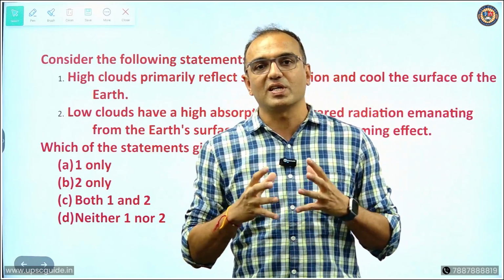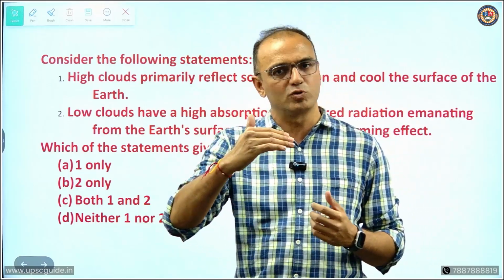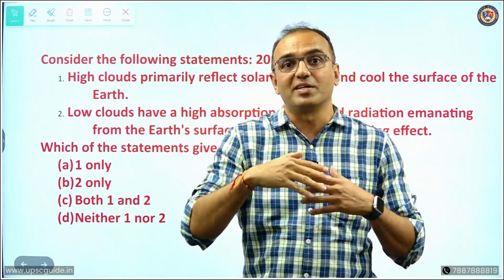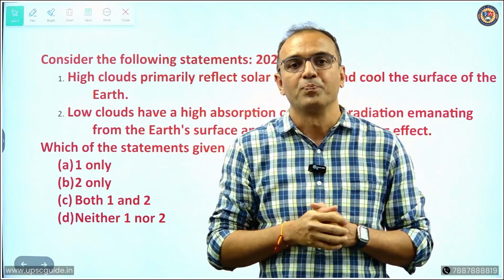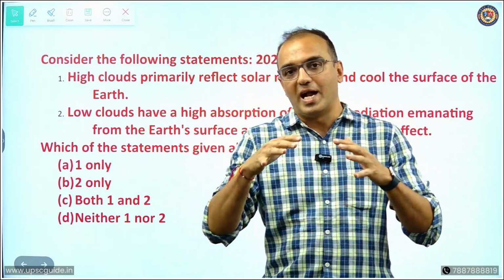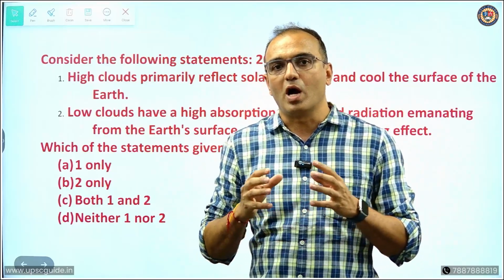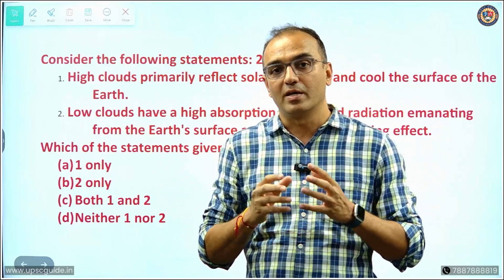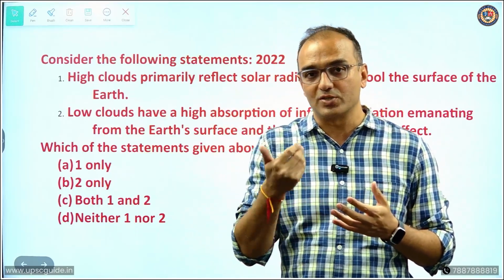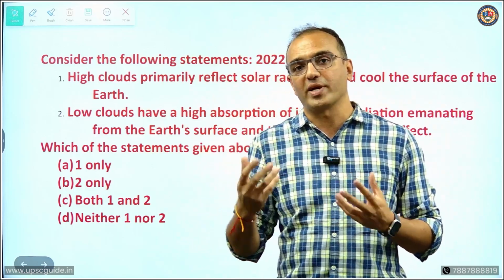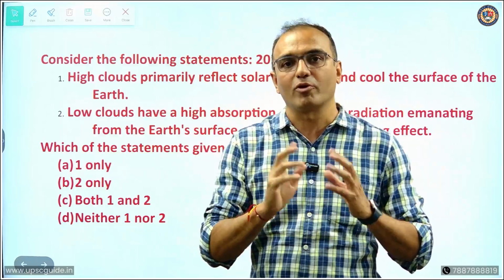Now, what are high clouds? These are clouds like, for example, cirrus clouds, C-I-R-R-U-S. These are clouds which are present at a distance of nearly, say, 15 to 20 kilometers above the mean sea level, right? Top layer of clouds. And low clouds are the clouds which are like 2 to 5 kilometers from the surface. Now, how do these high and low clouds interact with the short wave electromagnetic radiation coming from the sun, or the long wave terrestrial radiation coming from the earth?